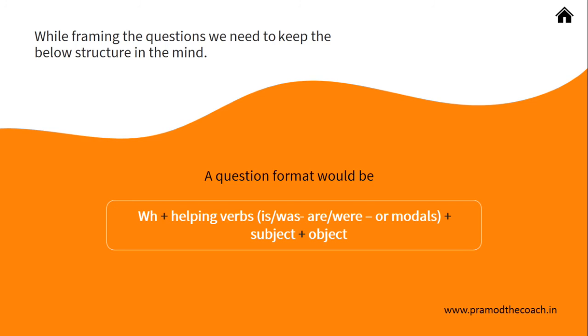So WH, helping verb: is, was, are, were, are modals. It could be can, could, would. Those are called modals. In the next chapter, we will study about the modals. Then subject plus object.